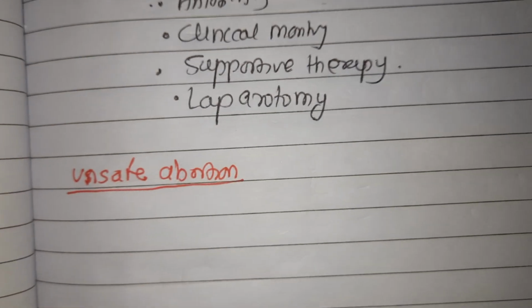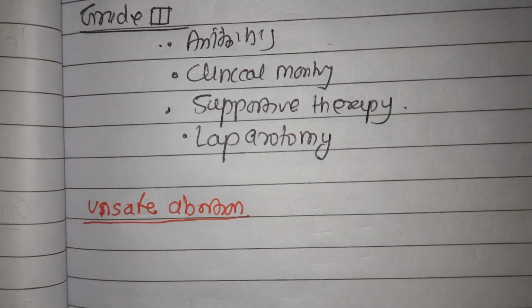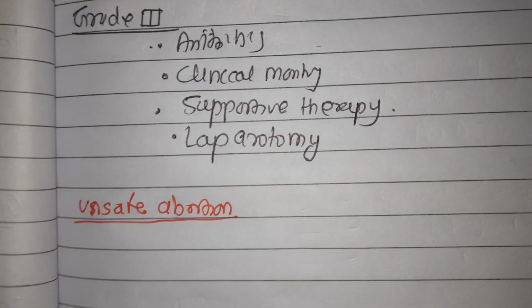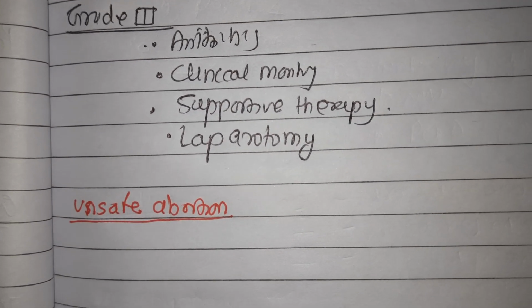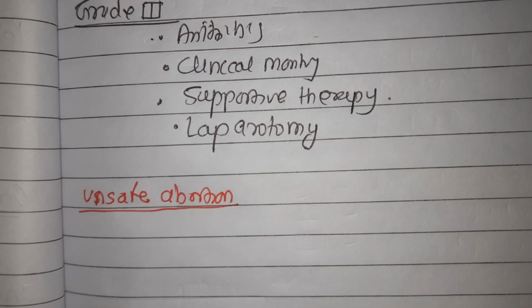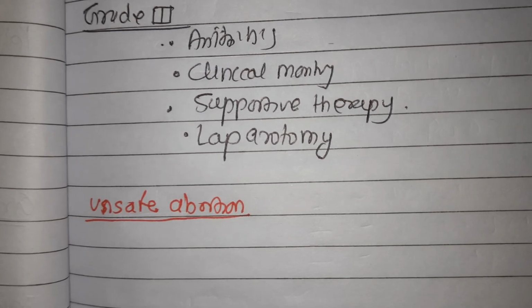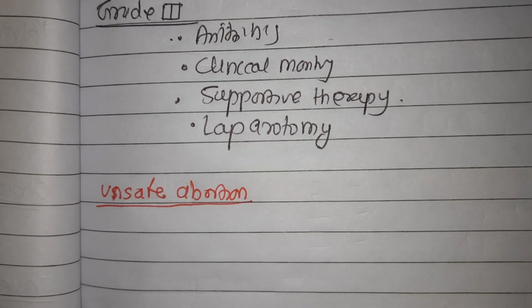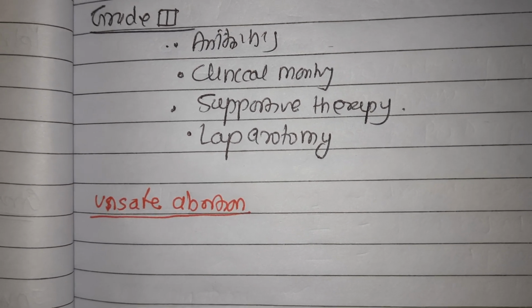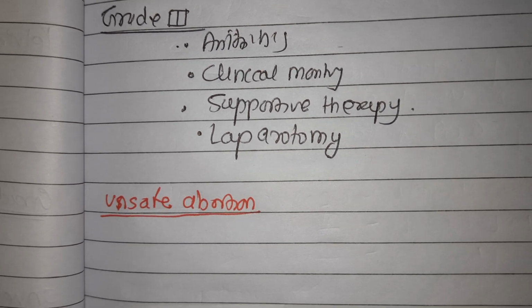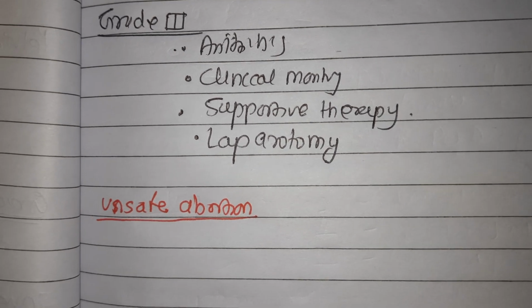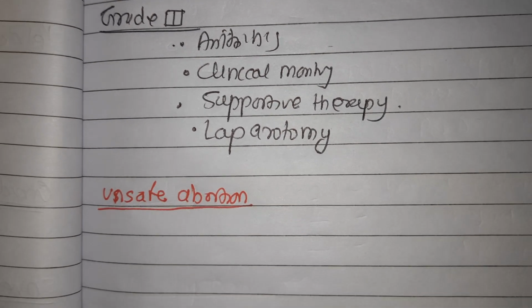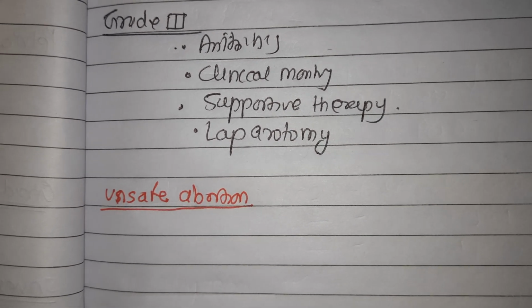So we will discuss what is unsafe abortion, the short part. Unsafe abortion is defined as a procedure of termination of unwanted pregnancy either by a person lacking the necessary skill or in an environment lacking the minimal standard, or both. About 90% of unsafe abortions are in the developing countries, comprising 13% of all maternal deaths. All complications are preventable if it is performed safely with proper post-abortion care service.